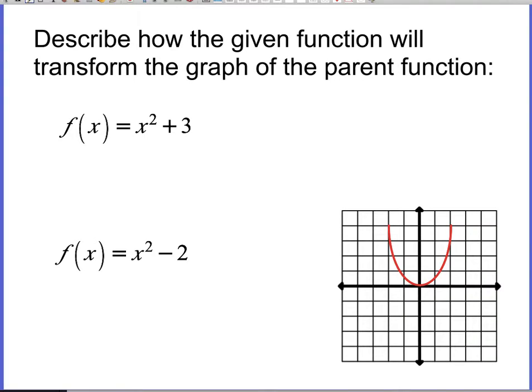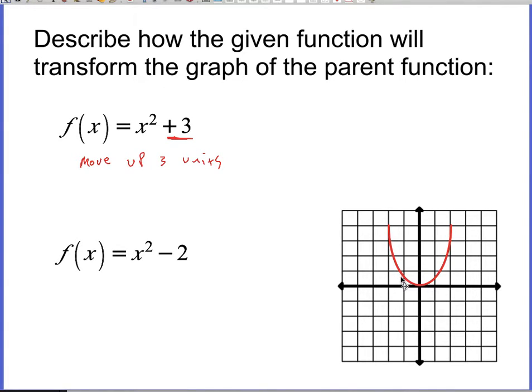All right. So when we look at this, describe how the given function will transform the graph of the parent function. So when I look at this, I recognize that I have my parent function, f of x equals x squared, but I'm adding 3 to it. And if I'm adding 3, that tells me that I'm going to move up 3 units. That's the way we want to think about it. We notice that this tells us we're moving, the whole parabola goes up 3 units.